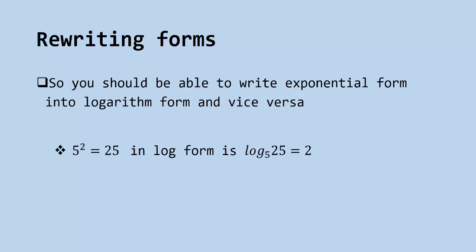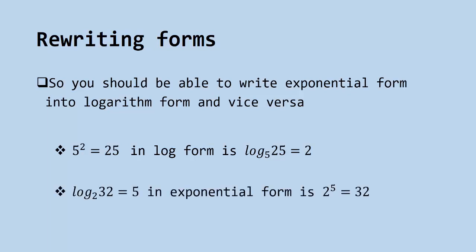We're going to take an example here of 5 squared equals 25. In log form, this is written as log base 5 of 25 equals 2. Versus log base 2 of 32 equals 5 in exponential form: the 2 represents the base, so I have 2 to the 5th power, because the 5 is our exponent, and it's supposed to get us the answer of 32.